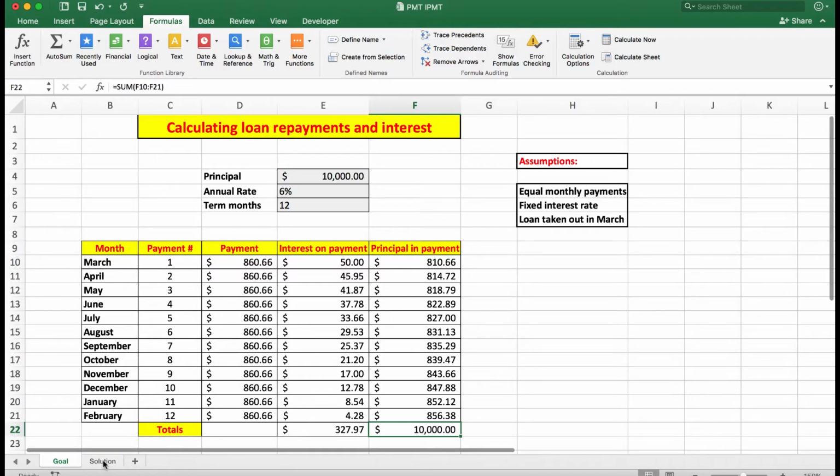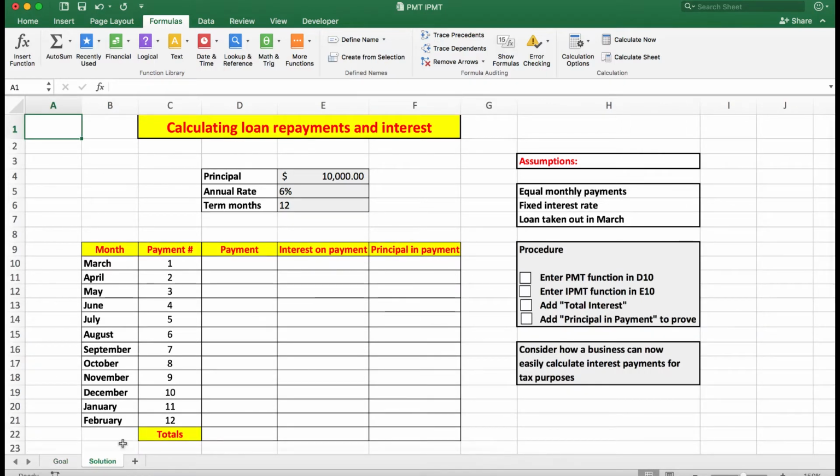So let's go to the solution sheet and see what we have to do. Same parameters here, and a procedure checkbox list that we can tick off each time we complete a procedure. And I've also mentioned here, after we finish, consider how a business can now easily calculate interest payments for tax purposes. So our first thing is to work out how do we get the payment.